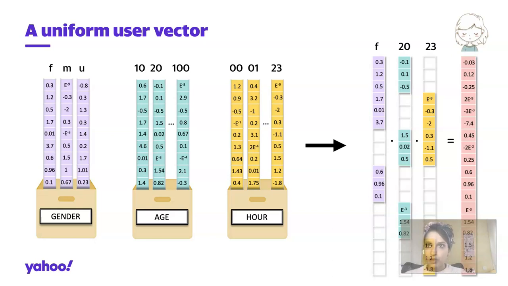So for example, here is a simple model that has only 3 features: gender, age, and hour. When a 20-year-old female is checking her mail at 11 p.m., we would take the appropriate vectors. We would take the female vector from the gender box, we would take the 20 vector from the age box, and we would take the 11 p.m. vector from the hour box. We would combine these vectors to create her user vector. How do we do that?